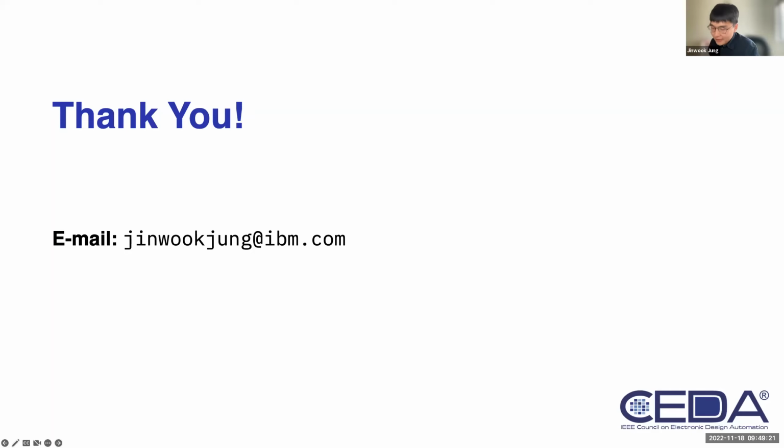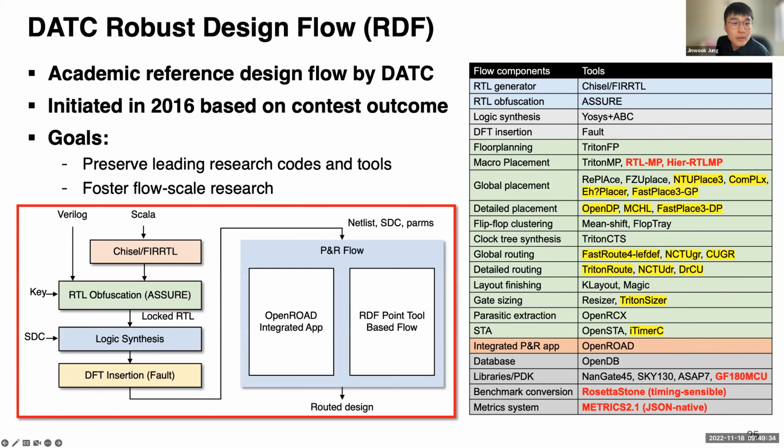Thanks. So the DATC RDF flow was originally built on top of research outcomes. Let me go to the flow diagram here. Can you see this RDF? As you can see, all the tools are originally from the CAD contest, which don't really support diverse technology. They are designed assuming specific contest benchmarks and technology, so these tools don't support different technologies very well. But OpenROAD supports the standard industry formats. LEF/DEF is almost fully supported, and Liberty is also fully supported. So using OpenROAD, if a different technology has the standard industry formats, then we can support it in the RDF flow as well. Does that answer your first question?